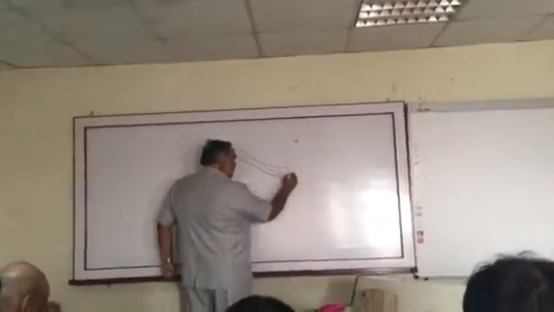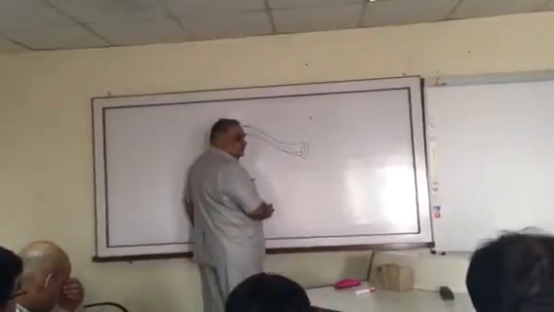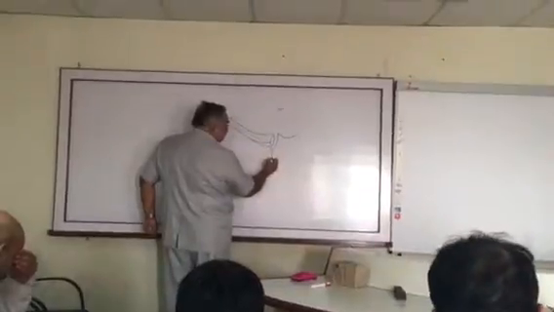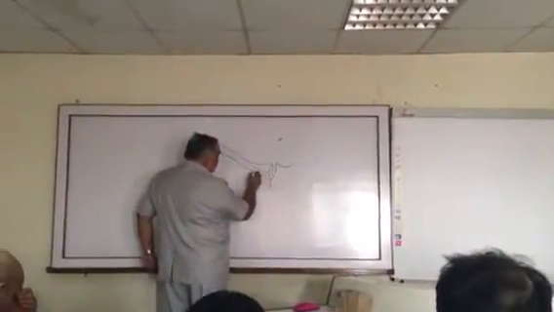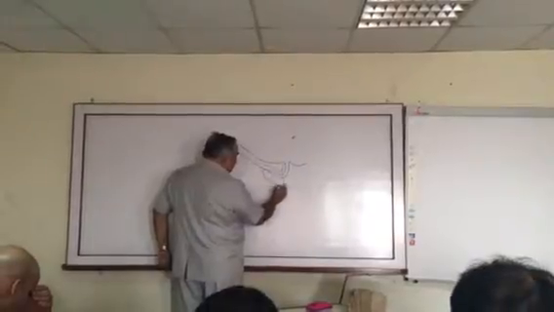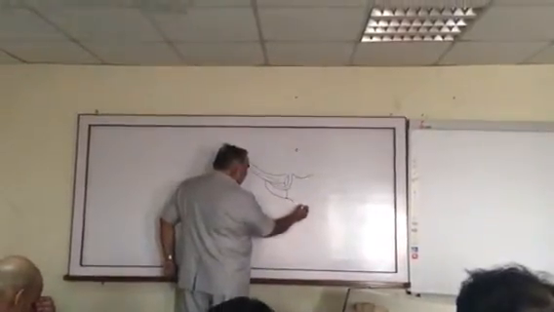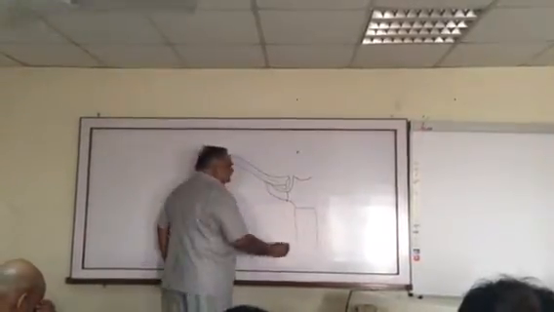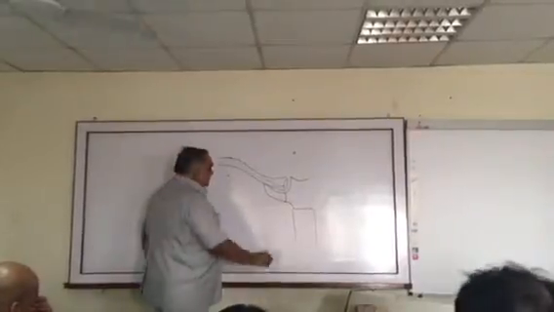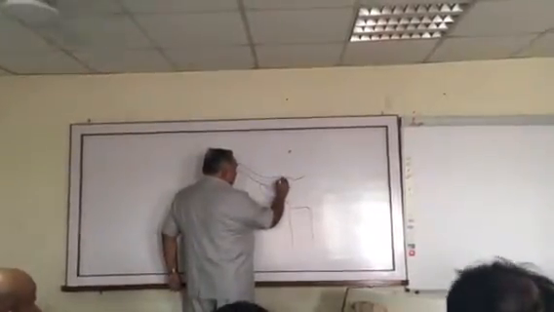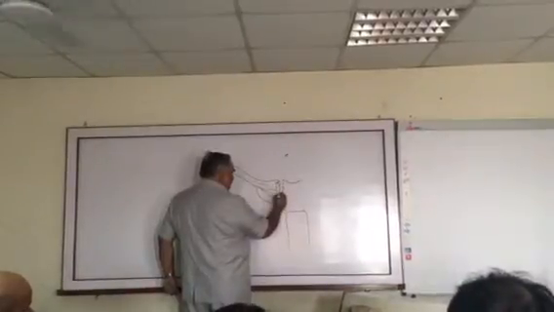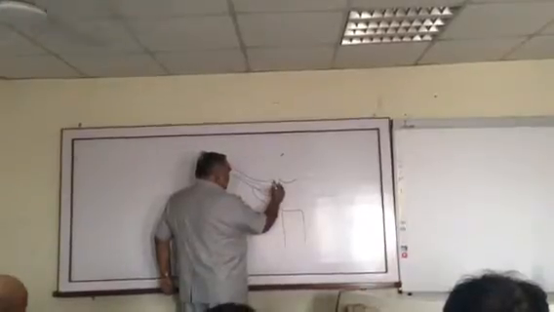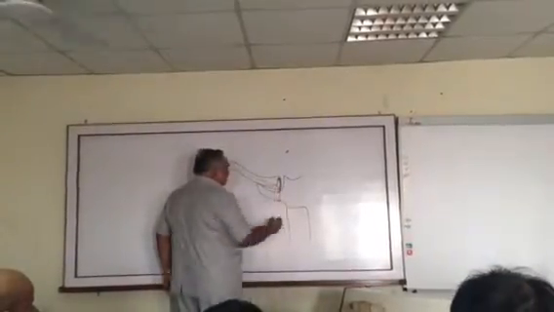The clavicle articulates with the upper part of the sternum. There is the sternal notch here. Then there is another notch in which the first rib articulates. And then there is a third notch. Here is the body of the sternum. Right? The medial end of the clavicle is held down by an S-shaped attachment cartilage, which is called the meniscus.